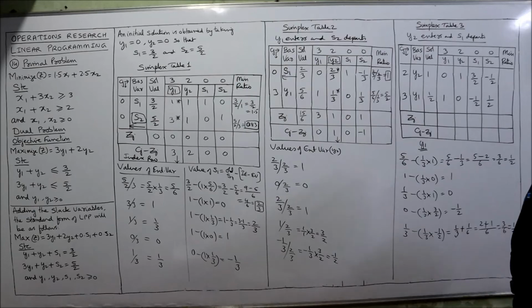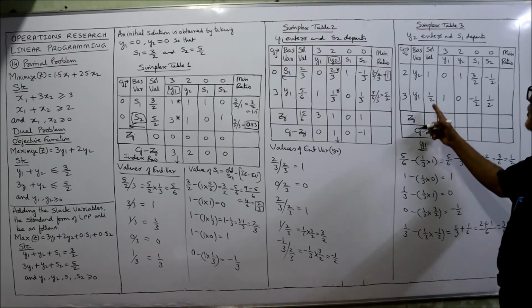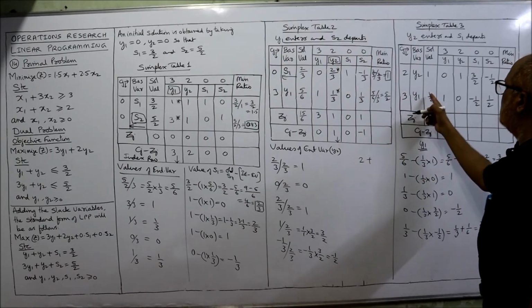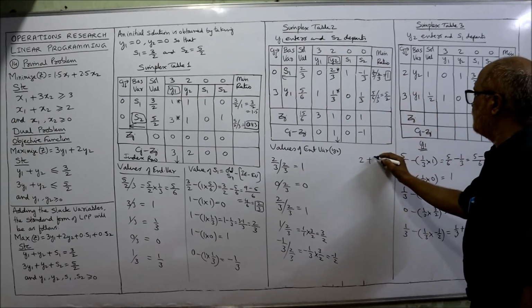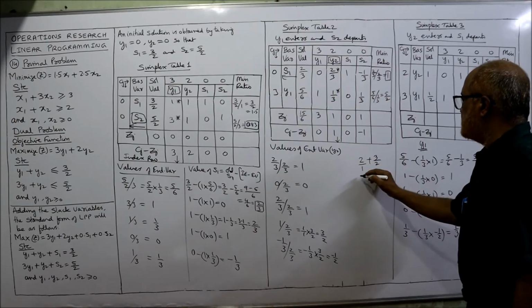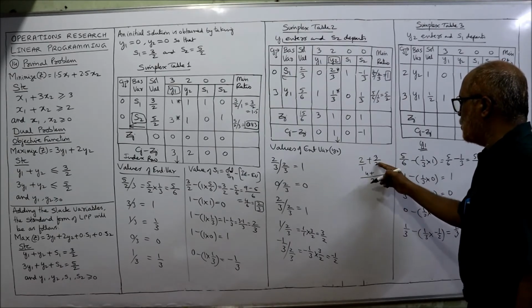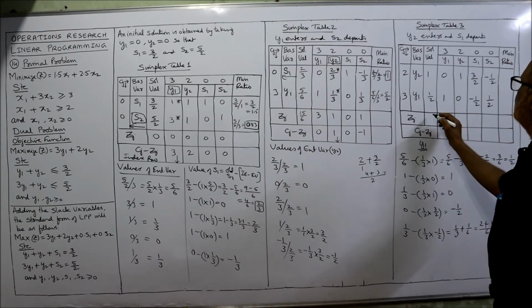That's all. Now we need to calculate ZJ value. 2 1s are 2 plus 3 into 1 by 2, 3 by 2. So LCM is 2. 1 how many times? 2 times. 2 2s are 4. 2 how many times? 1 time. 1 3 is a 3. So 4 5 6 7 by 2.